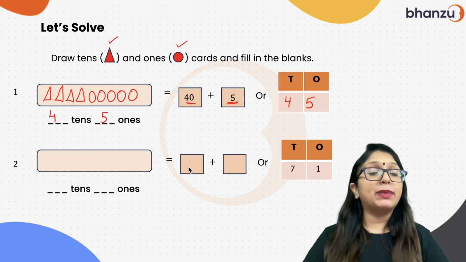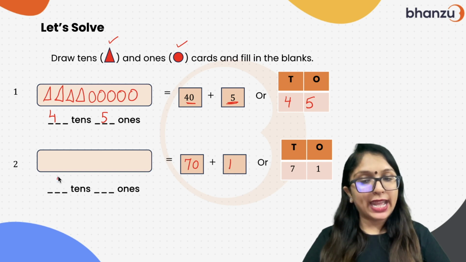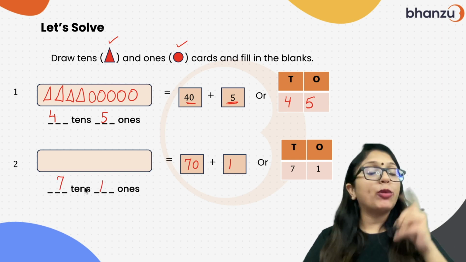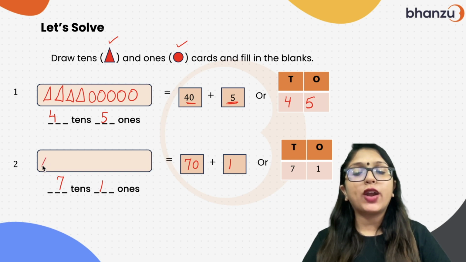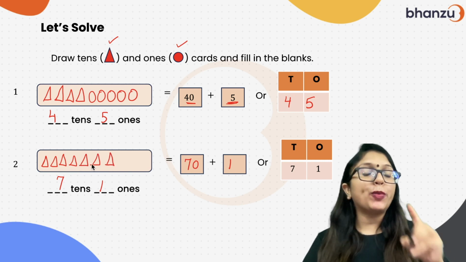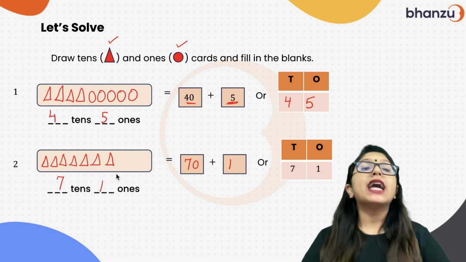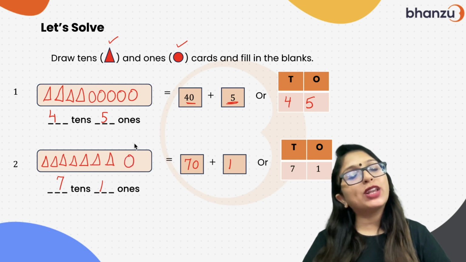Next one. The number is 71. So here that means that it is 70 plus 1. 7 tens and 1 ones. So how many triangular cards will be there? Of course 7. So let's draw it. 1, 2, 3, 4, 5, 6, 7. I hope you are also drawing side by side. And how many ones? Just 1. So there will be only 1 circular card.